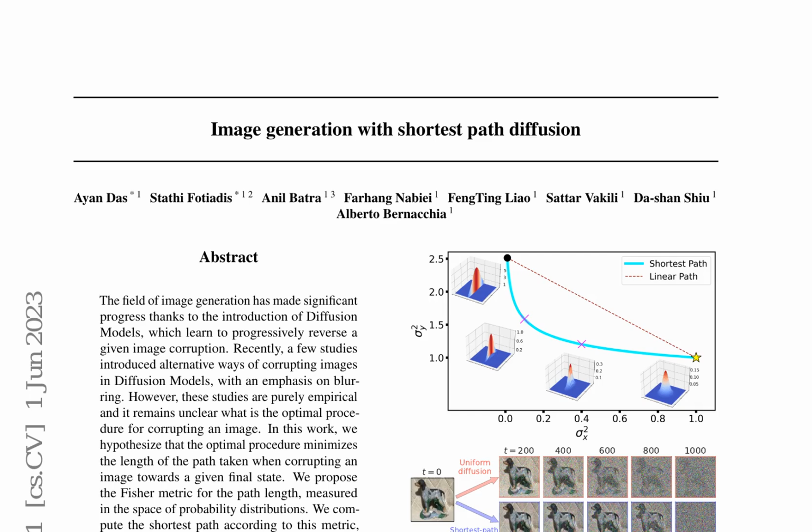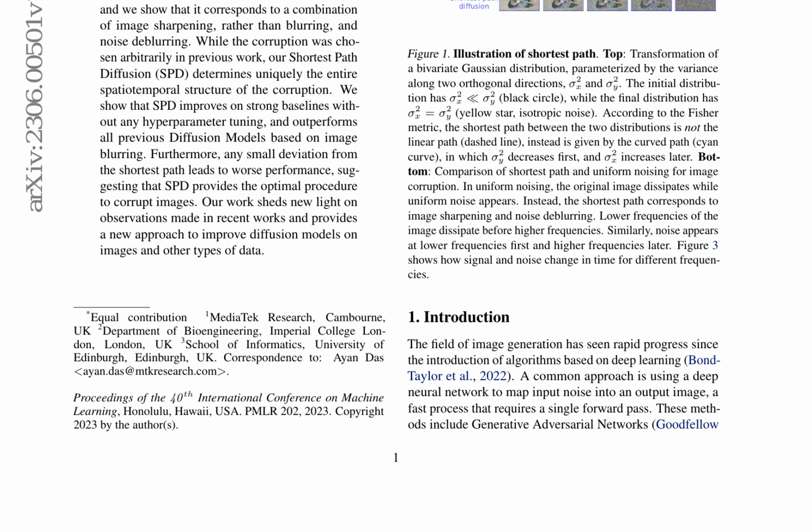The research paper discusses the concept of shortest path diffusion, SPD, in image generation, which outperforms previous approaches by determining the optimal corruption procedure through the shortest path in the space of distributions, computed using the Fisher metric. This approach is based on diffusion models that transform input noise into an output image through multiple steps of denoising.